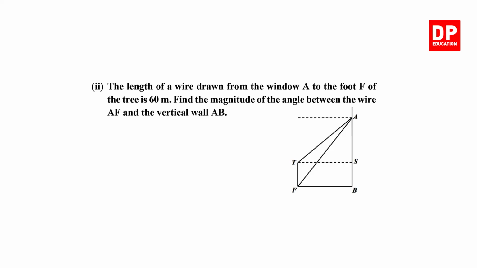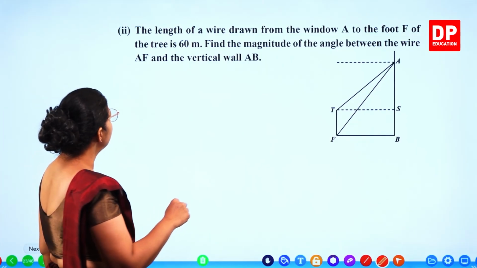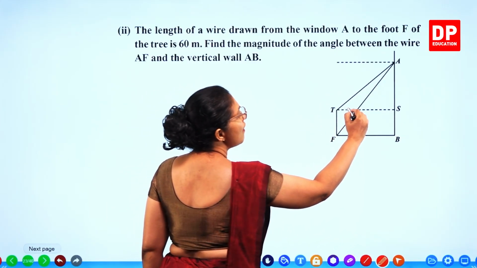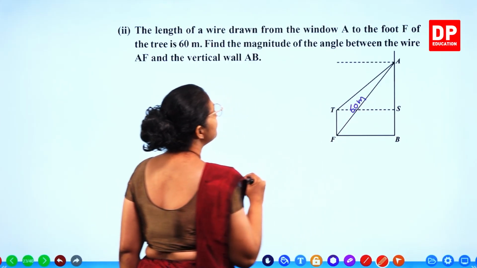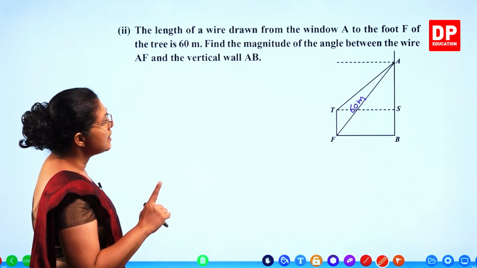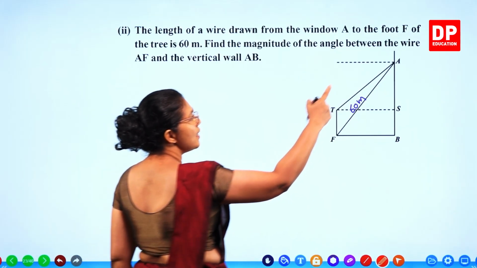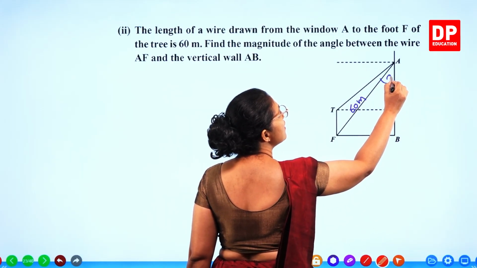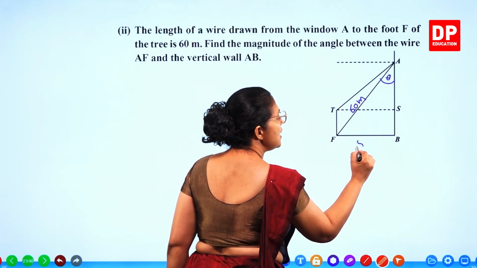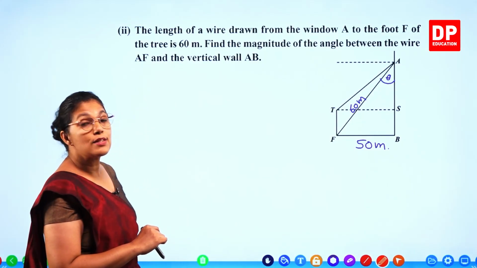Let's take part 2. The length of a wire drawn from the window A to the foot of the tree is 60 meters. So that means AF is given 60 meters. Find the magnitude of the angle between the wire AF and the vertical wall AB. So they want this angle to find. Let's take theta. How are we going to do that? We know this is 50, given in the question. Now what is the suitable ratio?